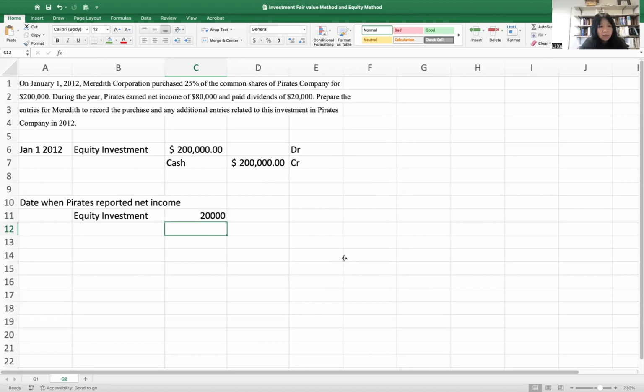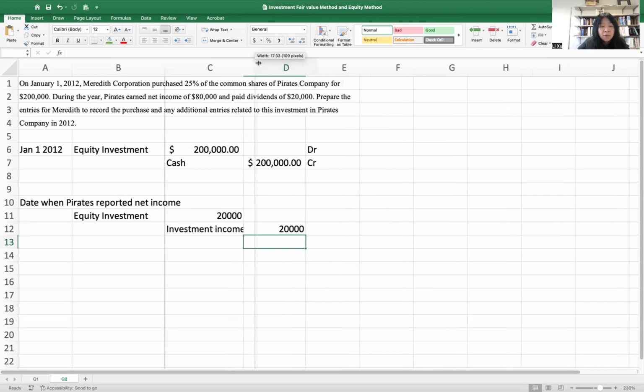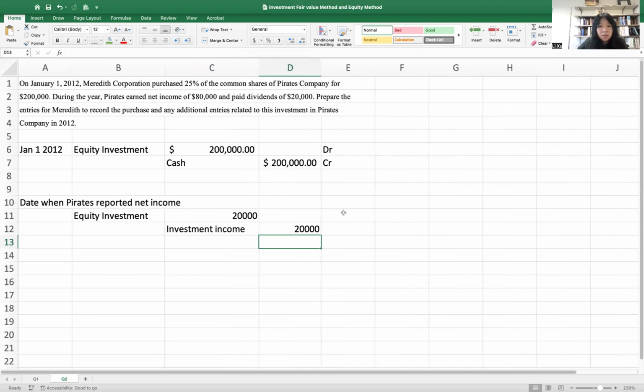And here what are you going to credit? We call it investment income. Just pay attention to where that goes. Equity investment goes to the balance sheet. Investment income goes to the income statement.